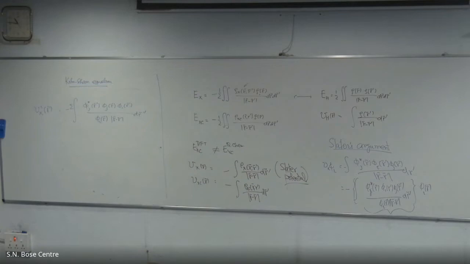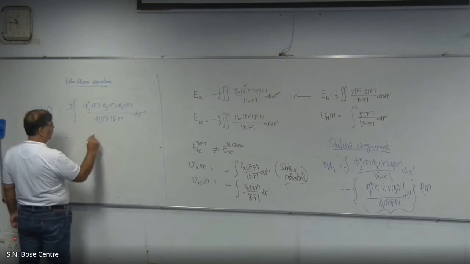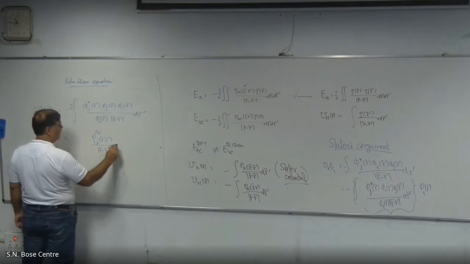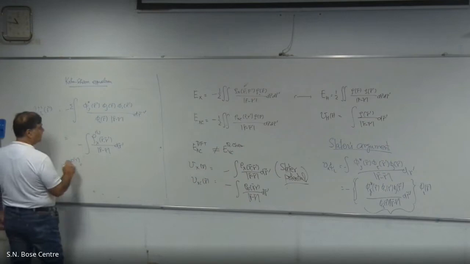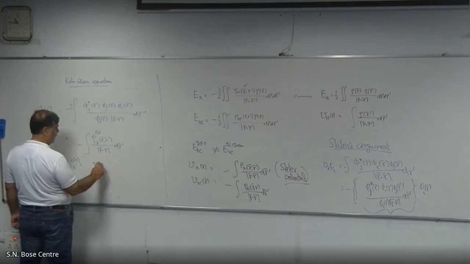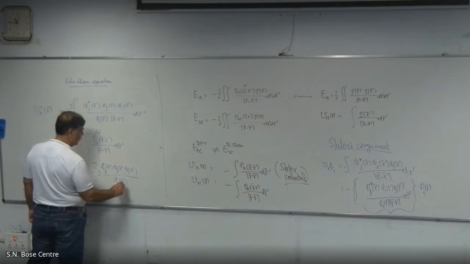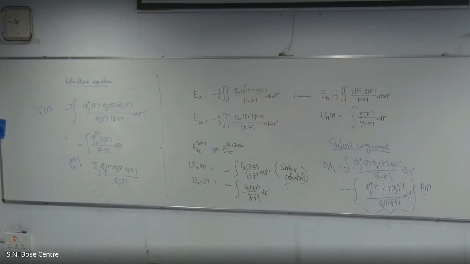That is one thing. Now this I can write as rho exchange, which depends on i, at r' divided by |r minus r'| dr', where rho exchange i is equal to the summation over j of ψ_j*(r') ψ_j(r) ψ_i(r') over ψ_i(r). That is like the orbital dependent Fermi hole.